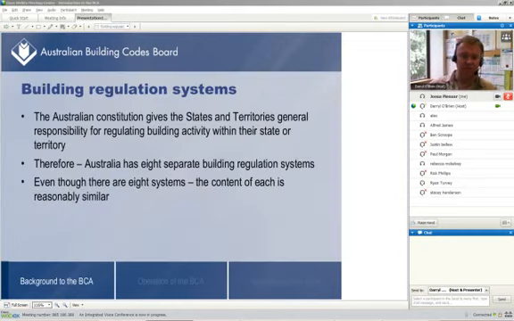The Australian Constitution gives states and territories general responsibility for regulating building activity within their state or territory. Therefore, Australia has 8 separate building regulation systems and probably about 80,000 different town planning schemes, but that's another thing altogether. Even though there are 8 systems, the content of each is reasonably similar. Generally there's an act which is enabling legislation and there's a regulation which is subordinate legislation. So that's what we find within Australia.